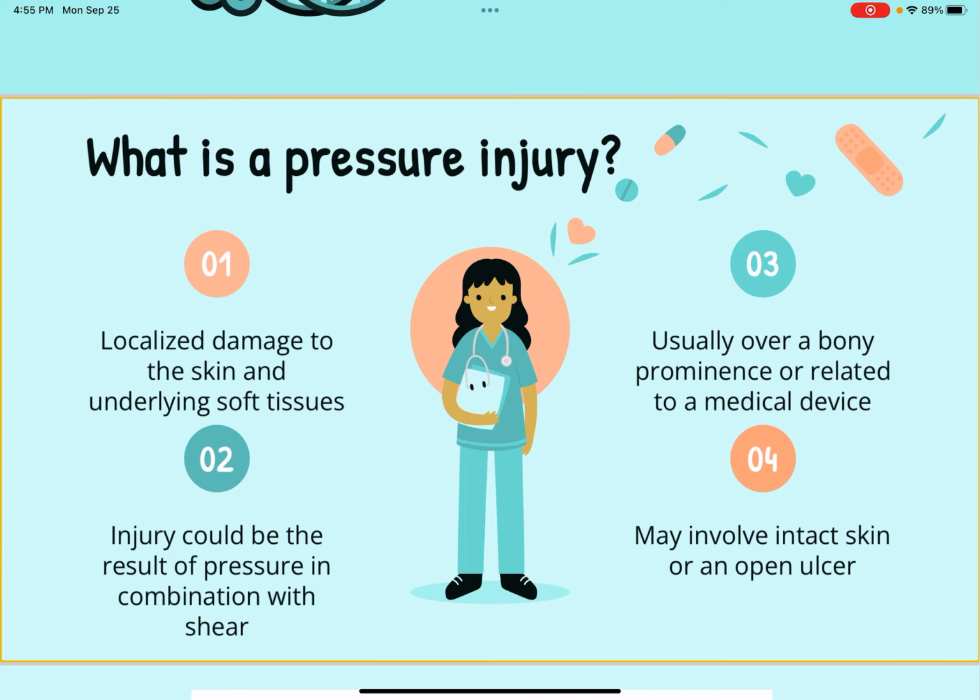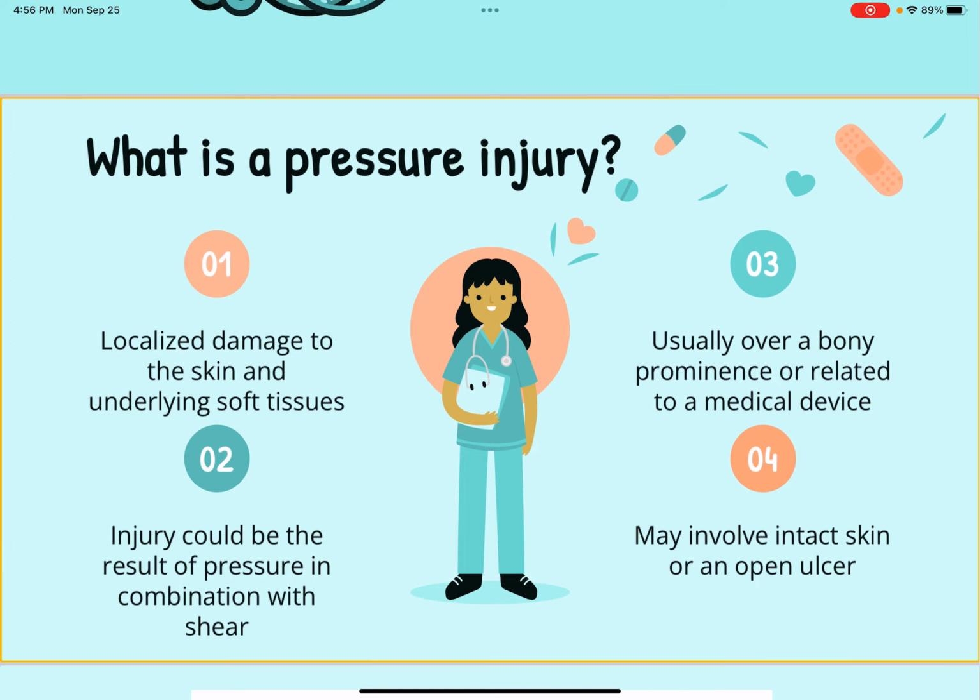For instance, a patient slides down in the bed or a chair. This damages the blood vessels and tissues, which reduces blood flow to the area. Pressure injuries usually occur over a bony prominence or are related to a medical device. Bony prominences are areas where the bone sticks out or projects from a flat surface of the body. The back of the head, shoulder blades, elbows, hips, spine, sacrum, knees, ankles, heels, and toes are bony prominences.